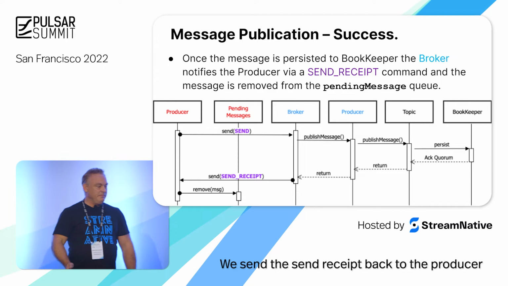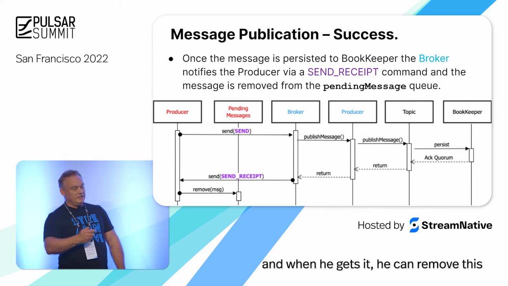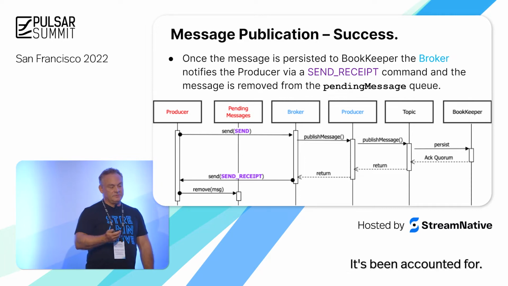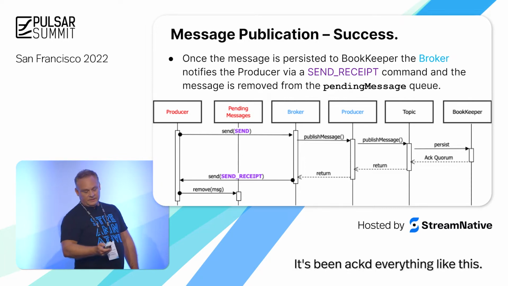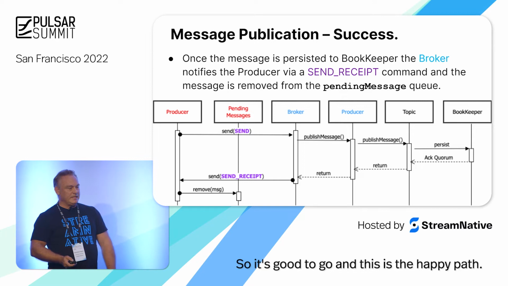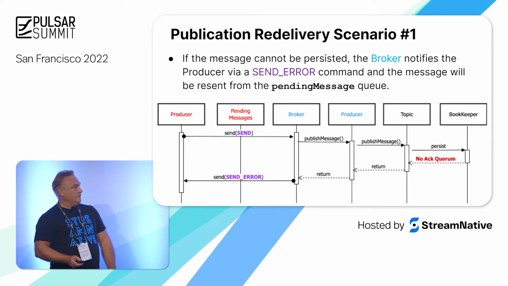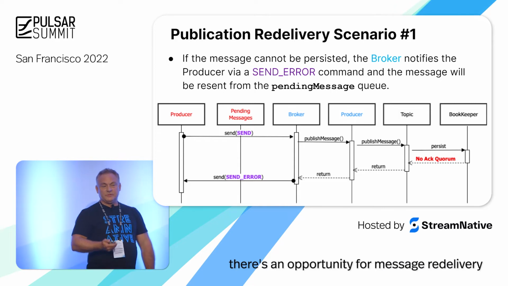We send a send receipt back to the producer, and when it gets it, it can remove it from the pending message queue. It's one less message down. It's not in flight. It's been accounted for. It's been ACKed, everything like this. So it's good to go. And this is the happy path, and 99.9% of the time, this is what happens. But there's an opportunity for message redelivery in this case, right?